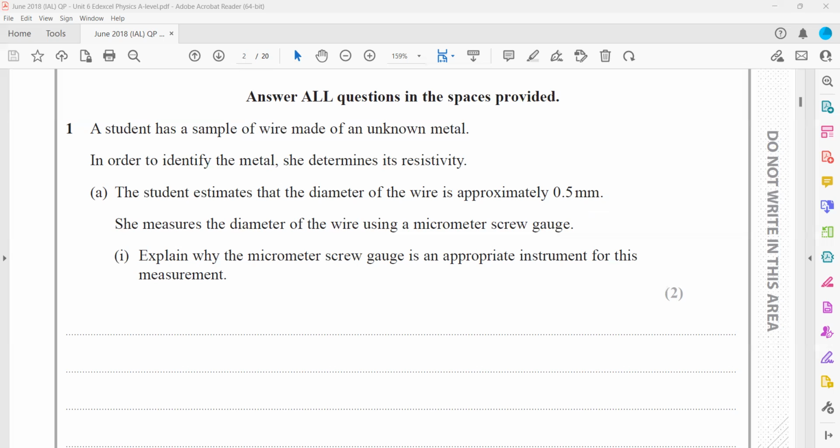So what is the reason for using the micrometer screw gauge? Because if you check the least count, the smallest value which the micrometer can record, that is 0.01 millimeter. So why is the micrometer suitable? Because it can measure 0.01 millimeter. That's the least count, or the least value which we can measure accurately by using a micrometer, is 0.01.